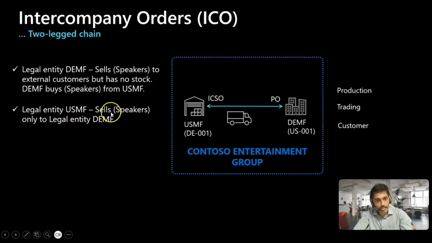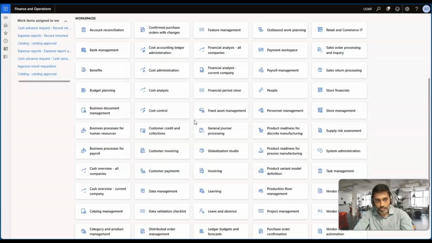The legal entity USMF sells speakers only to legal entity DEMF. Let's say USMF is not selling directly to customers or trading in Germany. So whenever any speakers are sold in Germany, it is always sold through DEMF, not directly to the customers. Let's take those two assumptions before getting into the Dynamics 365 screen. So what we will do is first create a purchase order in DEMF, which will result in the creation of the intercompany sales order in USMF, which is a two-legged chain. So let me quickly get into the Dynamics 365 screen.